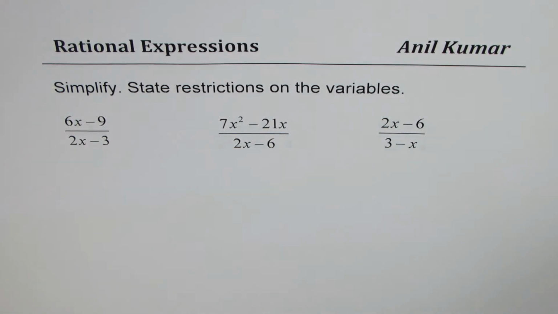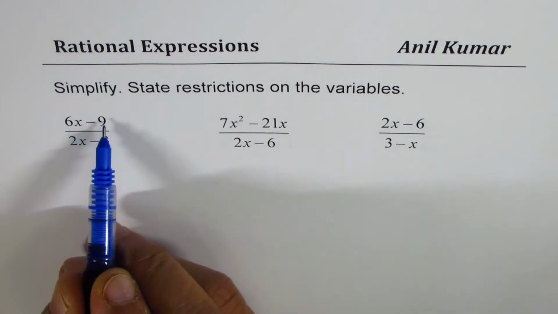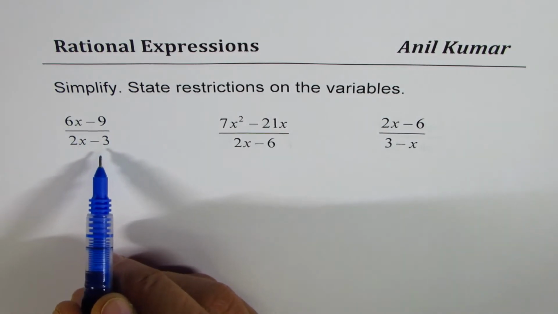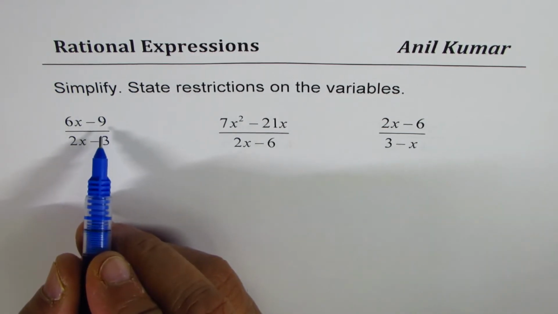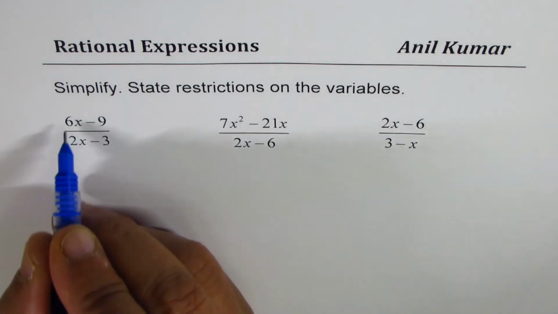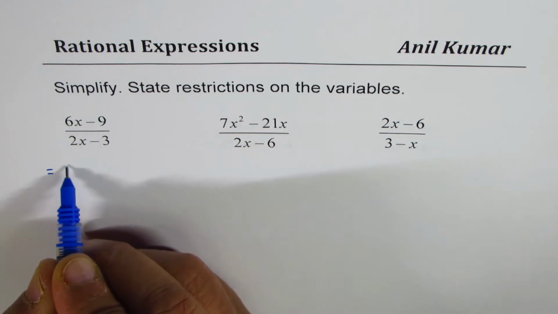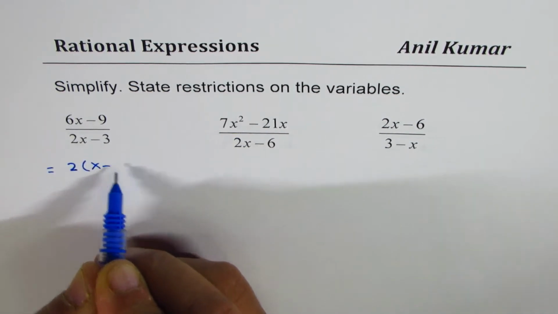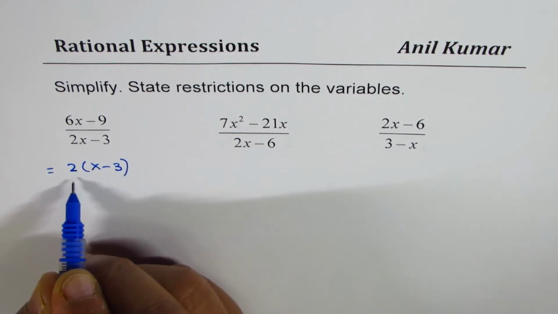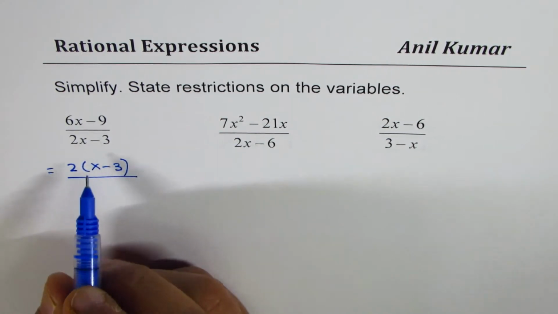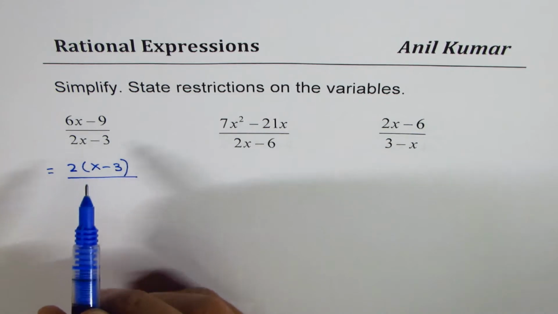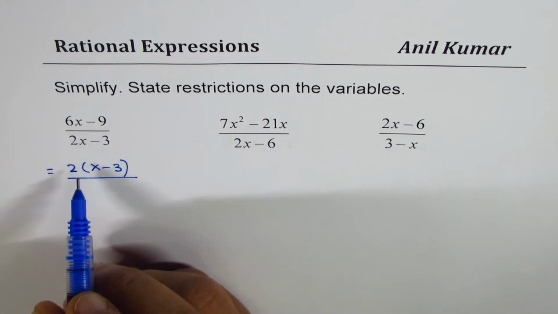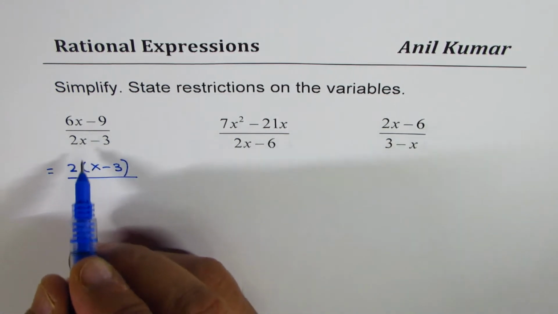I hope you've got the concepts. We can go a bit faster. 6x minus 9 divided by 2x minus 3 is the first rational expression on this screen. What is common here? 3, right? So let's take 3 common. Let's write equals to 3 common. We get x minus 3 in the numerator. And in the denominator, what do we have?